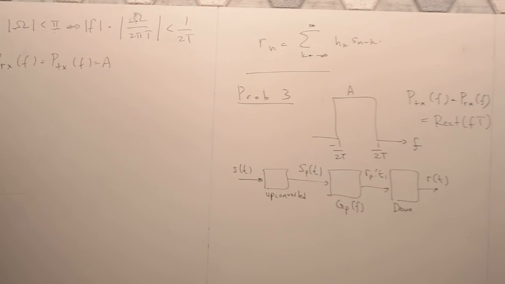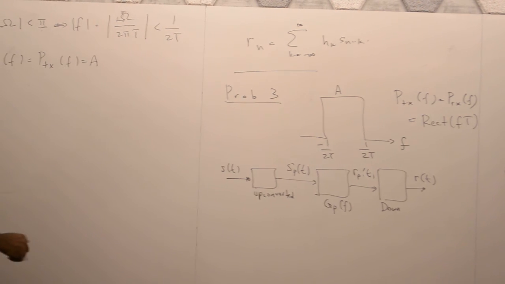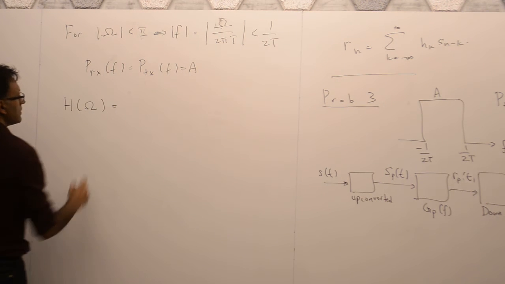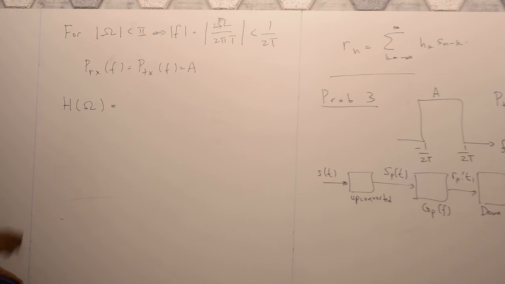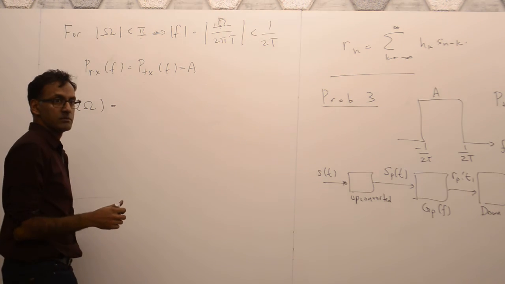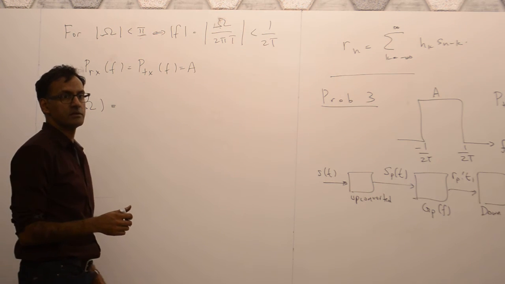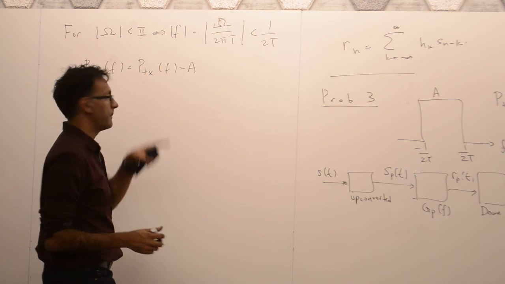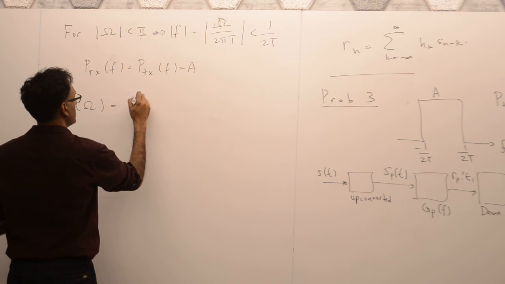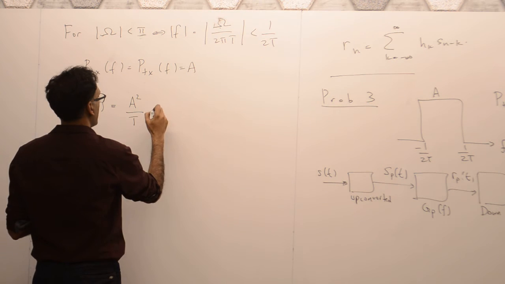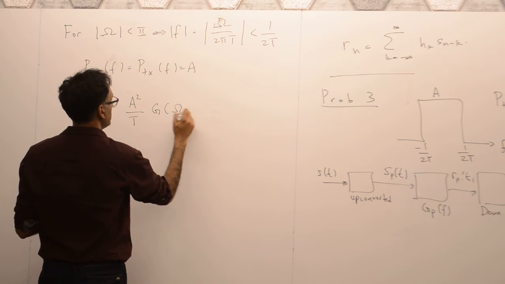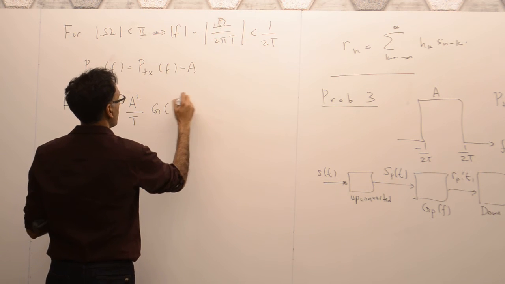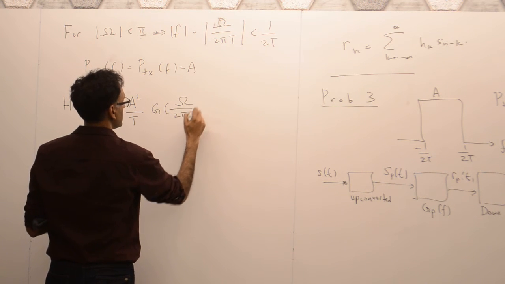So it's almost always the case that these guys will just drop out. So h of omega. If you just shift it, it'll be A times the shift. So it'll be a way easier way to do it than doing all this. By just shifting, it'll be a lot easier to get that. So it'll be a squared over t times g of omega, right? Oh, sorry, g of omega over 2 pi t.